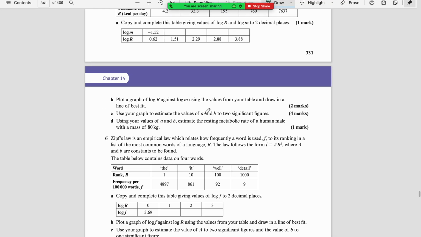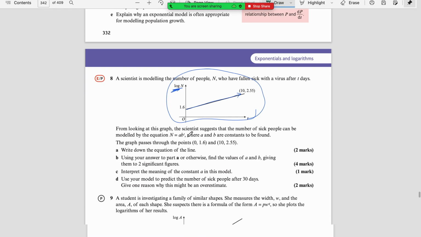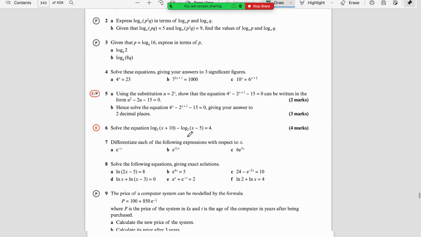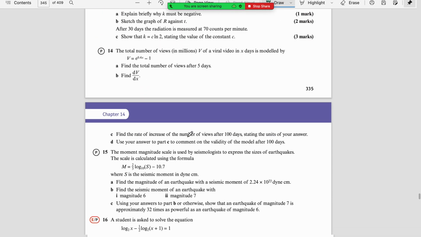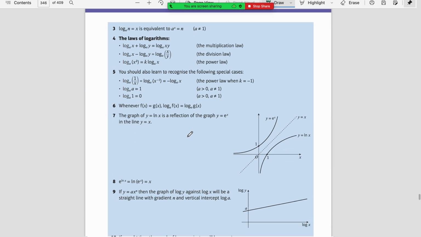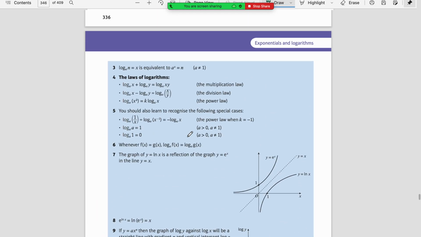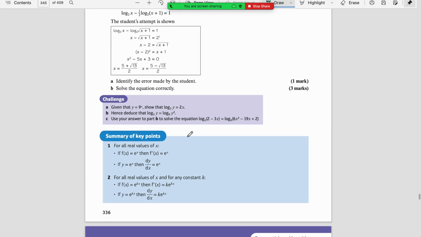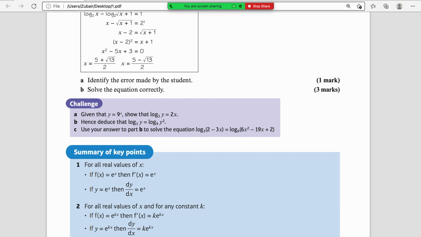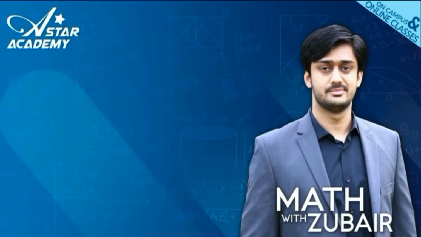Probably this is the last thing in this chapter, and we've covered the entire book. Yes, one of the books. Paper 1.